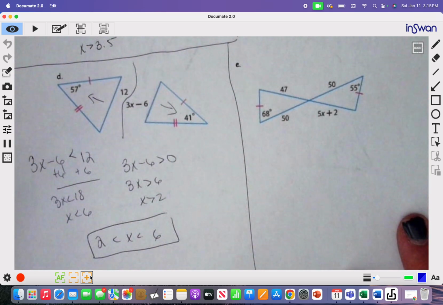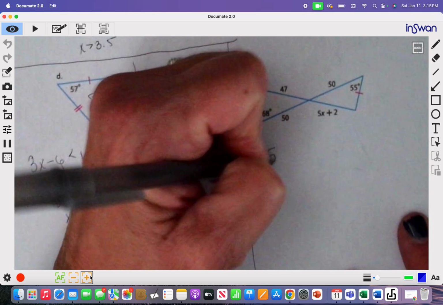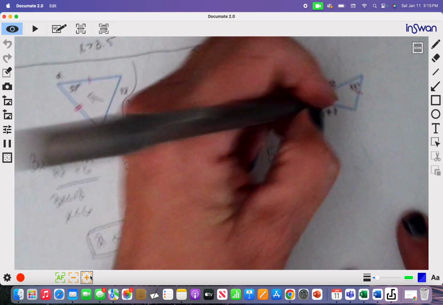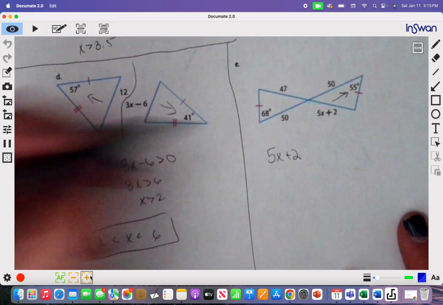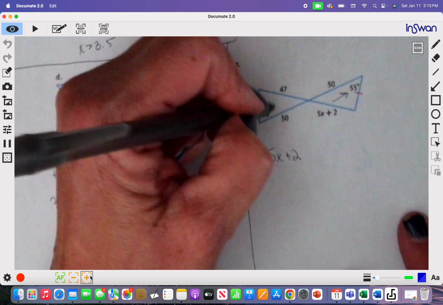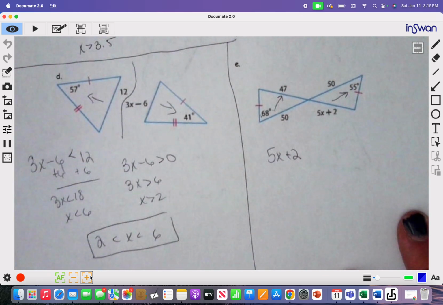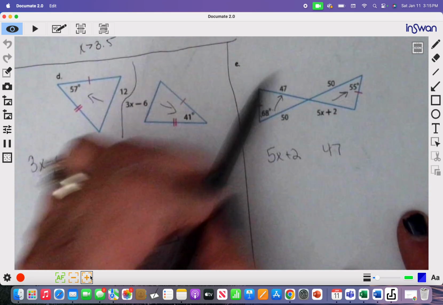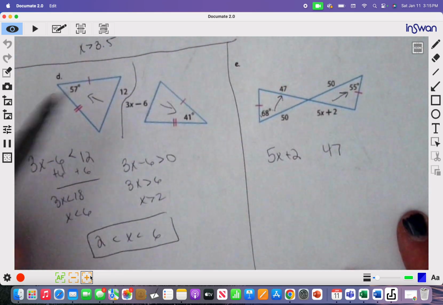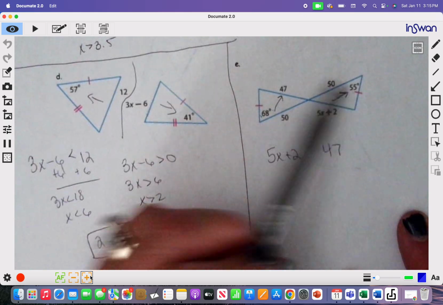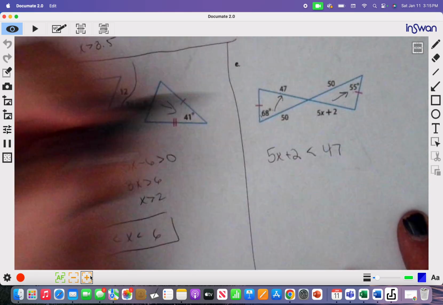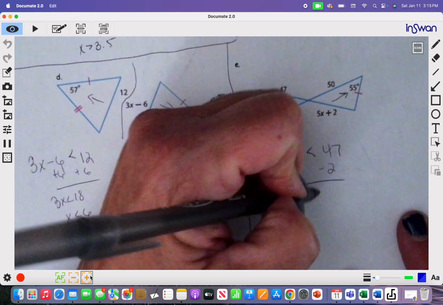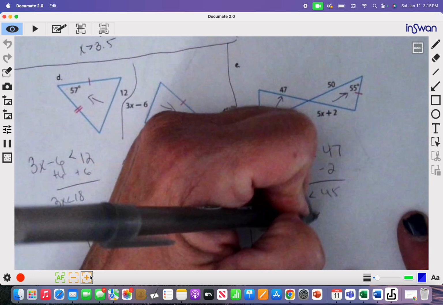And on the last one, again, I'm going to start with the 5x plus 2 because that's where my variable is. This is a side length, which is across from the 55, and the only other angle that they gave me on the other side is the 68, and that's across from the 47. So I'm going to use the 47, even though they gave me some other numbers. This is the one that I need because it's across from the angle. So 55 is less than 68. Again, we get a less than here. Subtract 2 on both sides. We get 5x is less than 45, so x is less than 9.